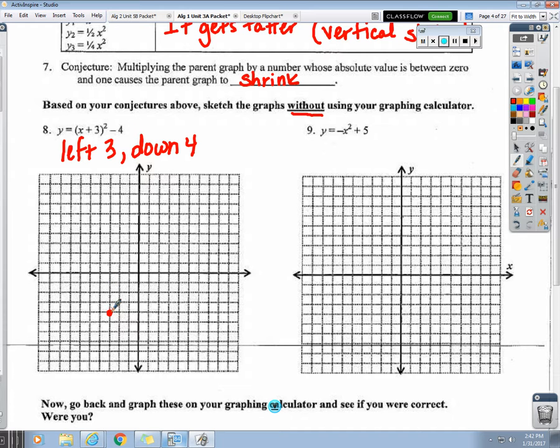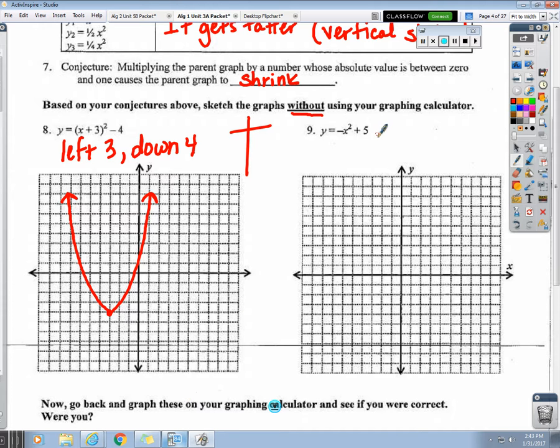Now, is my U-shaped graph going to open up or open down? What would make it open down? There's no negative out front. It'll open up because it's positive out front, right? Now, to get an exact graph, to be able to graph it perfectly and know exactly where it goes on each side, wouldn't we have to create a table of values like we did on the first one? But right now, we're just going to do a rough sketch. We just want to know where the vertex is and whether it opens up or down, okay?